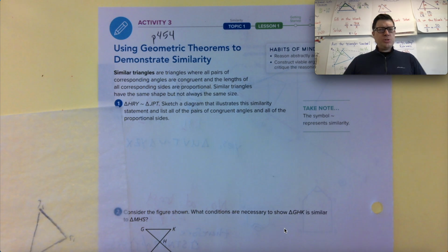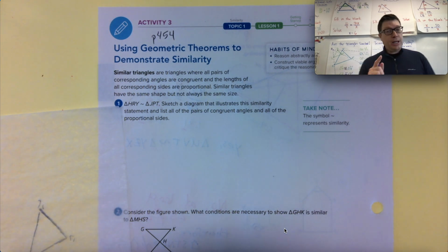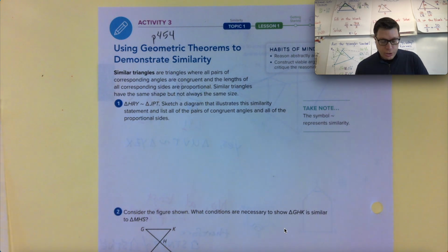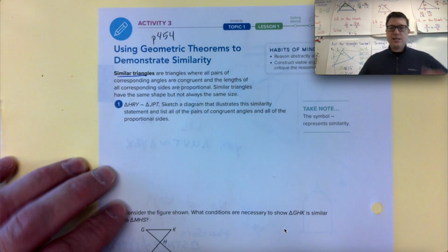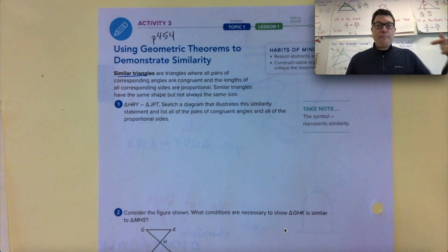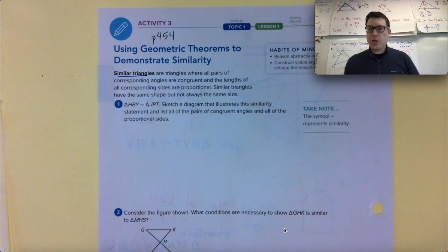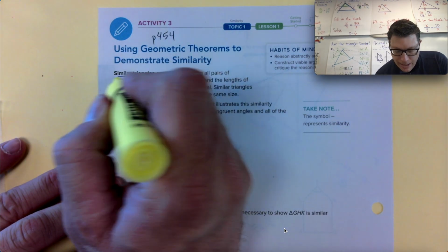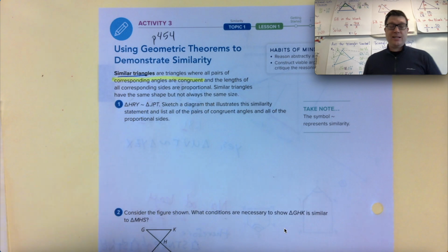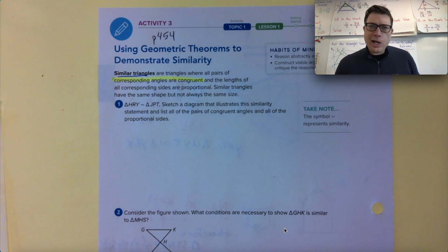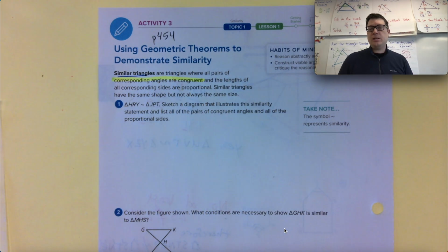Activity 3, using geometric theorems to demonstrate similarity. Now, mind you, we're going to focus specifically on similar triangles. And in this case, the triangles have pairs of corresponding angles that are congruent. A key fact about similarity is this exact statement: matching angles from one shape to the other have to be the same size.